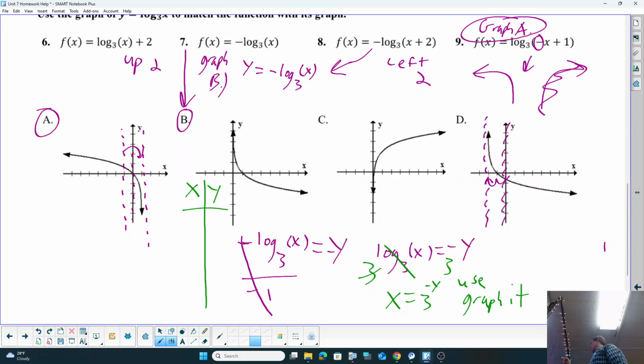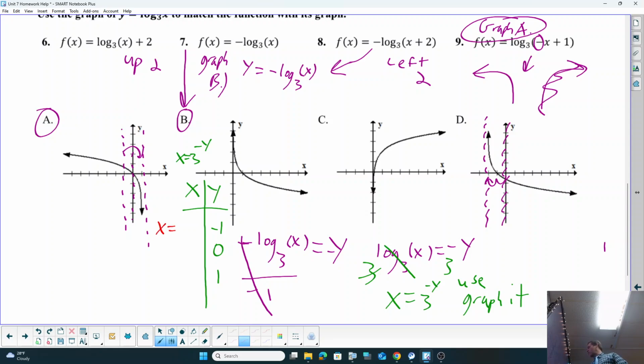I'm going to use that function, x equals 3 to the negative y power. But this time, instead of choosing 0, negative 1, and positive 1 for the x value, we're going to use them for the y value and solve for x, because it's the inverse of an exponential. So here we go. Now I'm going to plug in negative 1 for y and solve for x.